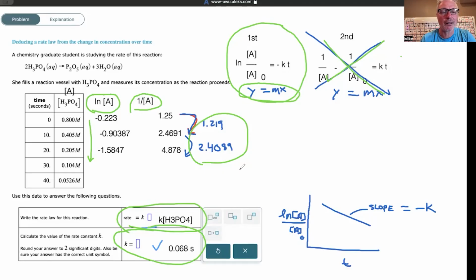Now everything we've done has gotten us to the point of which equation do we use? And do we use the equation? Nope, we just solve for K, because otherwise this thing would take so long that it would make you want to go and stick your head in the freezer for half an hour straight. So that is my presentation of deducing a rate law from the change in concentration over time.